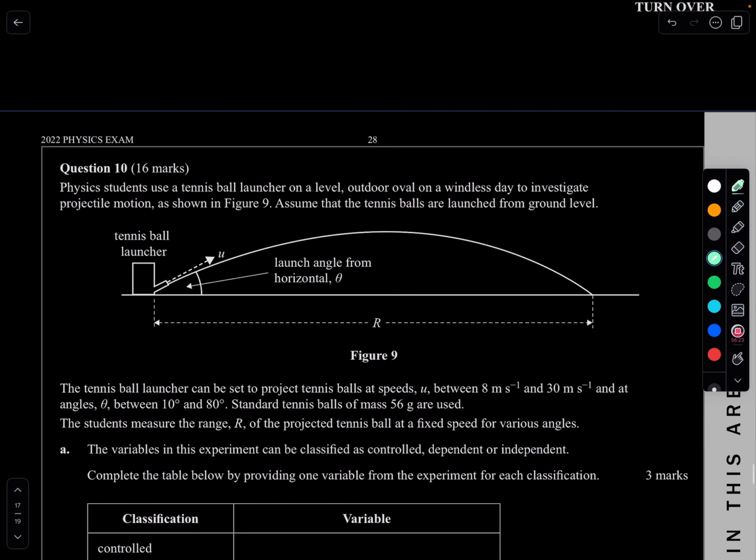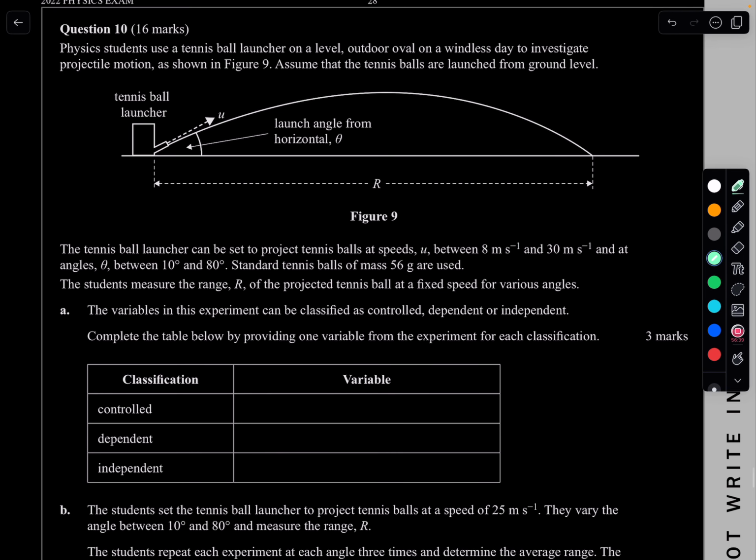So question 10. A physics student uses a tennis ball launcher on a level outdoor oval on a windless day to investigate projectile motion, as shown in figure 9. Assume that the tennis balls are launched from the ground. The launcher can be set to project tennis balls at a speed u between 8 and 30, and at angles between 10 and 20. So you can change the angles and the speed.